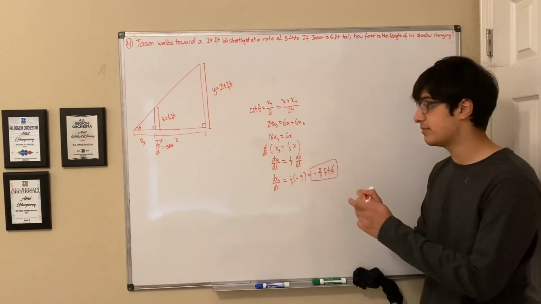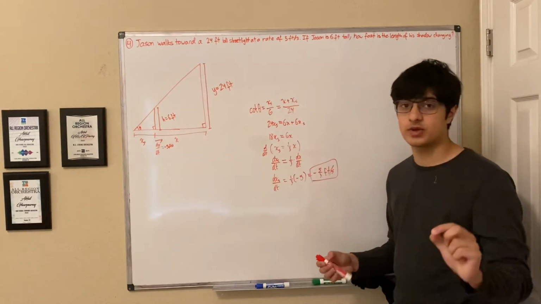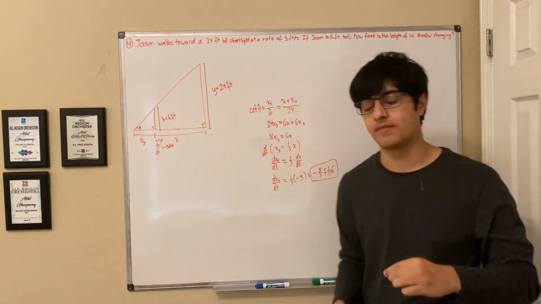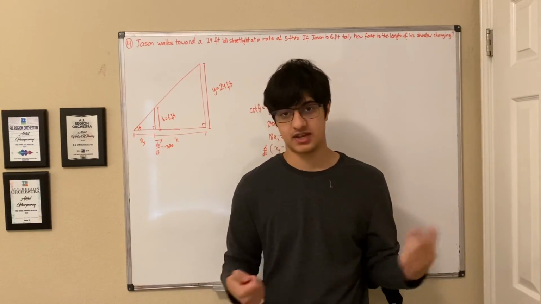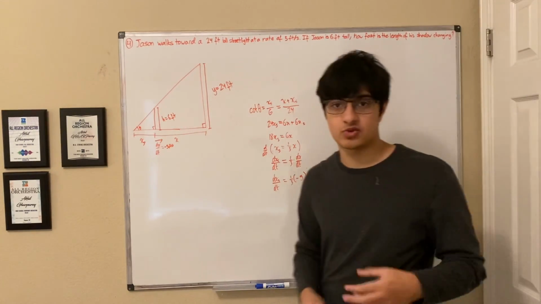So what does that mean? That means that the length of his shadow is decreasing 5 feet every 3 seconds, or 5/3 feet per second. That's how fast it decreases. So yeah, that pretty much sums up the streetlight problem.